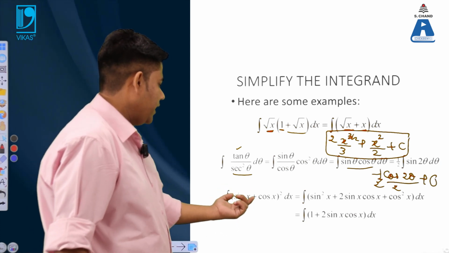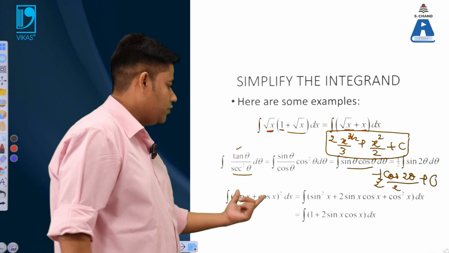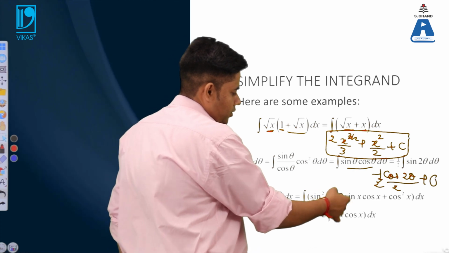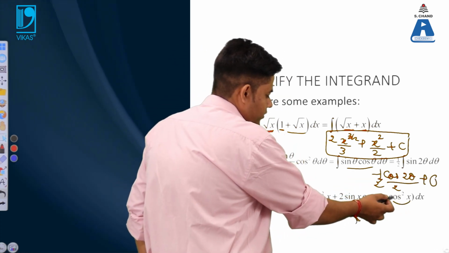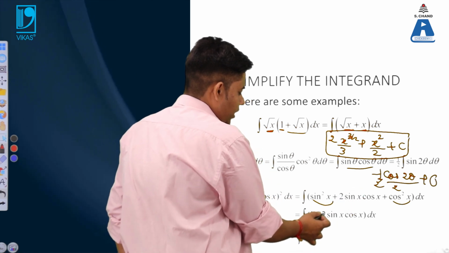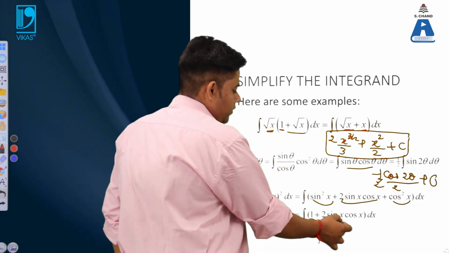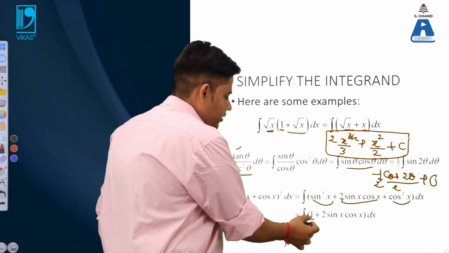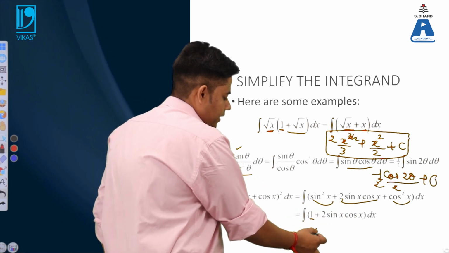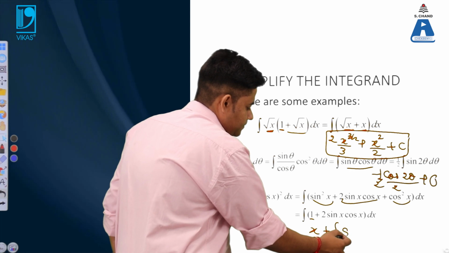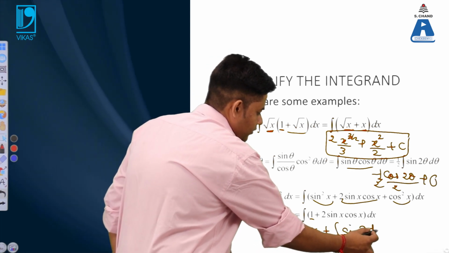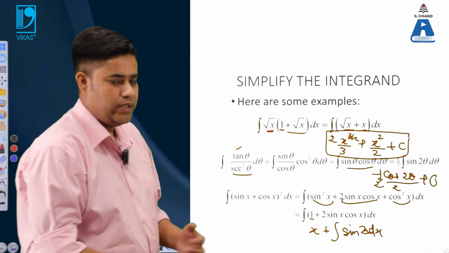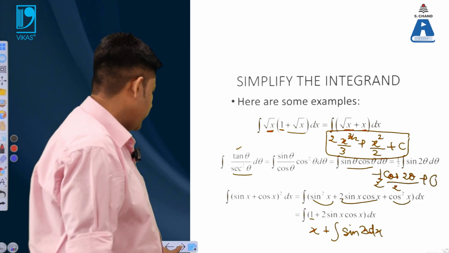And let's say we have this integral in which sine plus cos whole square is there. We just need to open up the whole square and look for a simpler formula, like sine square plus cos square, which is the identity 1, and we have 2 sine x cos x, which can be clubbed into the identity sine 2x. So one has an integral with dx, that is x, and we need to integrate sine 2x with dx. The integral of sine 2x would be minus cos 2x over 2, and that would be added to x. So that would give the final result.